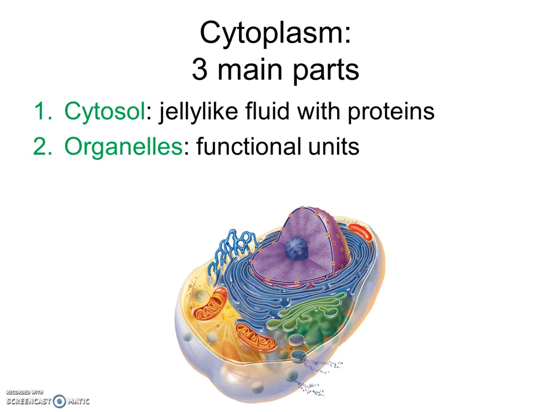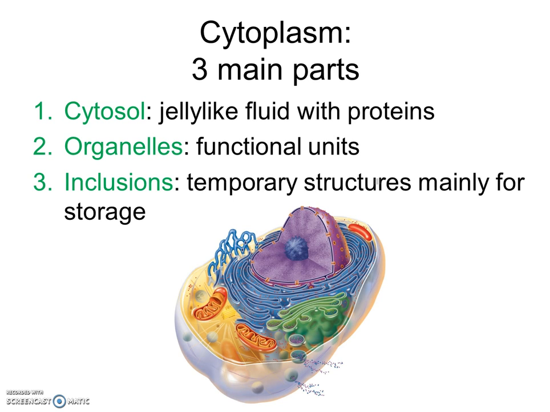Now that jelly-like fluid is a great place to keep organelles in certain positions. So organelles are the functional units within the cytoplasm. And each organelle does a specific job. For example, a mitochondria makes energy. And the third main part of the cytoplasm is inclusions. Inclusions are temporary structures mainly for storage. So they're basically sacs, and for instance, they can store things such as water or perhaps sometimes waste. But again, they're temporary and used when needed.